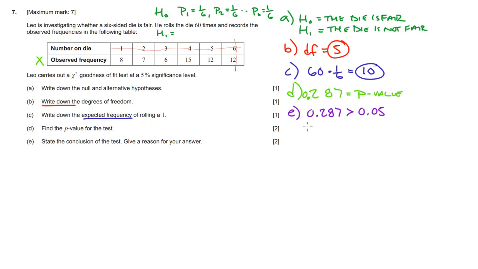So what we want to do is say, since that's true, we would say there is insufficient evidence to reject the null hypothesis.